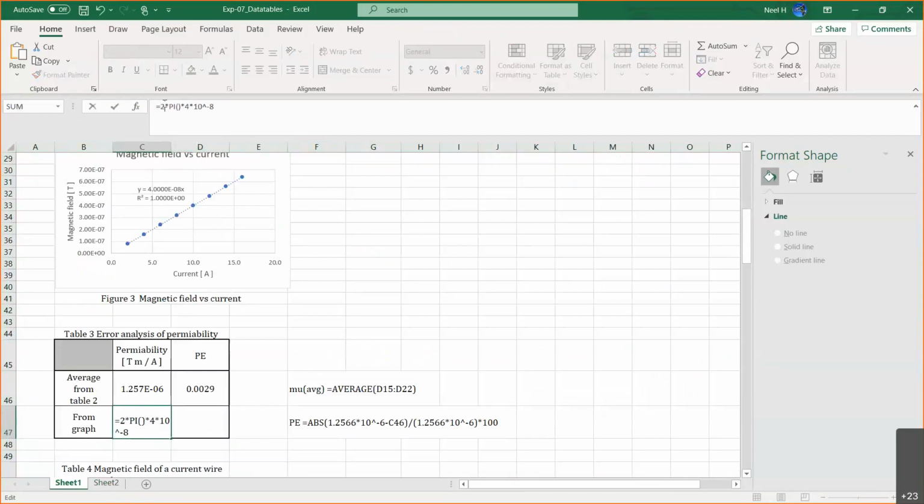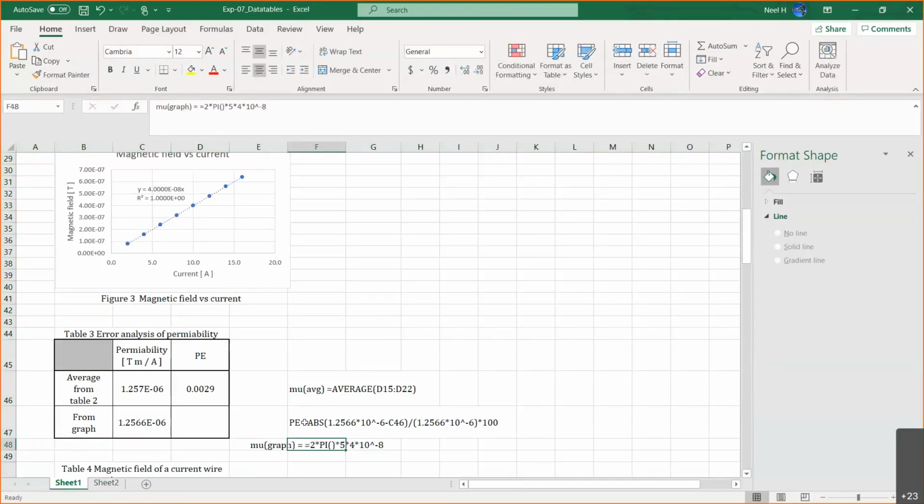This should be 2 times pi times r. R is 5 meters, right? That's what we kept constant. Okay. So it should be about the same value. There should not be any difference at all because it's a simulated result anyway, right? So this is going to be mu from graph: 2 times pi times r times the slope of the graph, okay? All right, then the PE is about the same, I think, and will not change at all.